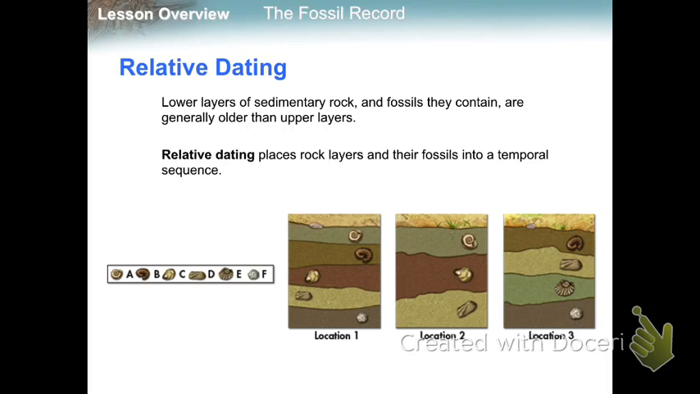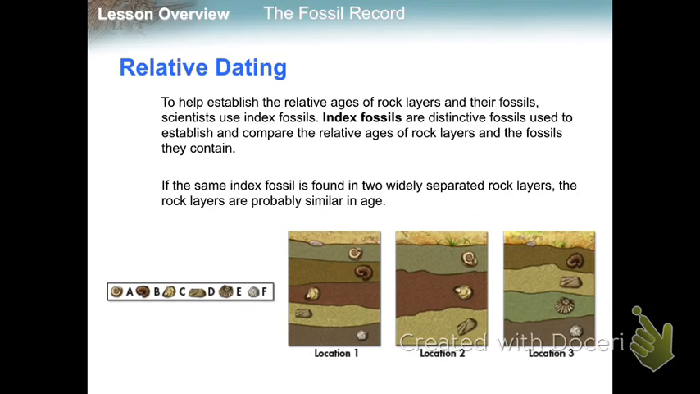Now, how do they determine how old things are? Relative dating places rock layers and fossils into a temporal sequence. Remember, that word temporal refers to time. So we're looking at these different locations, and we're looking at specifically index fossils. So we'll look at a specific fossil. Take this one for instance right here. We find it in location 1 and in location 2, and say that location 1 is Asia and location 2 is Europe.